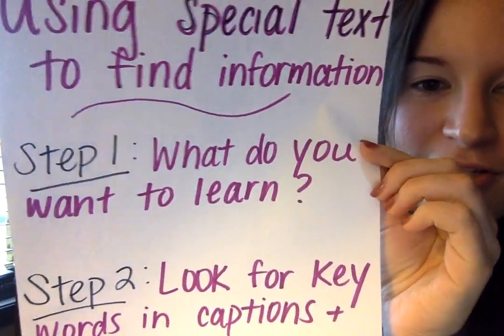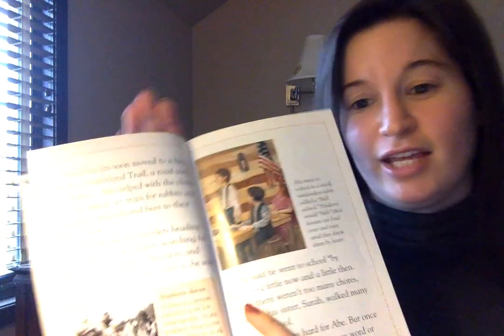So looking at step 1, it says, what do you want to learn? We know that we want to learn what the caption helps us understand about the image, because that's our question. Step number 2, look for keywords in captions and labels.